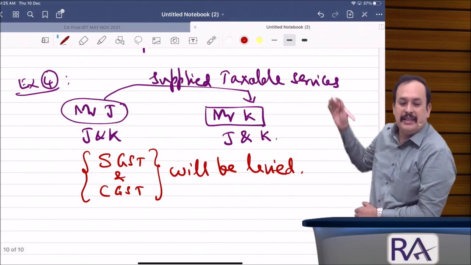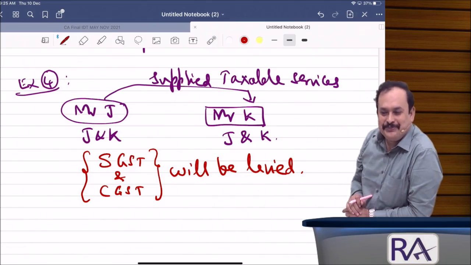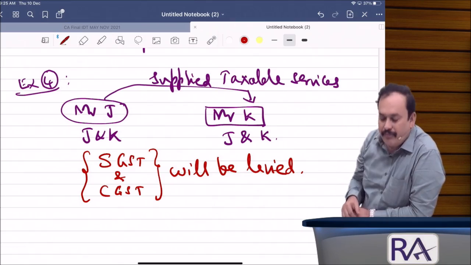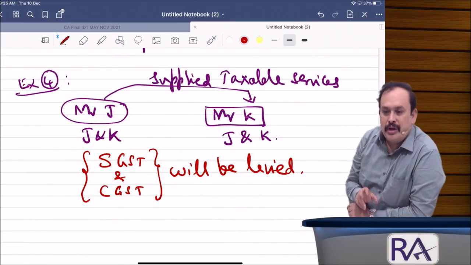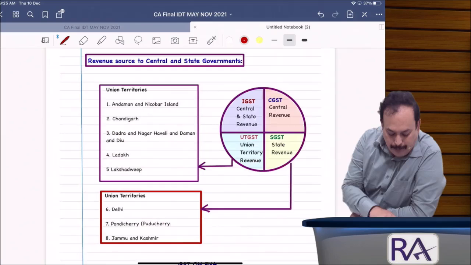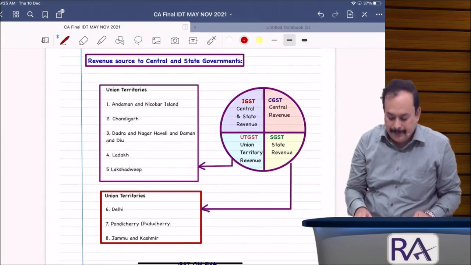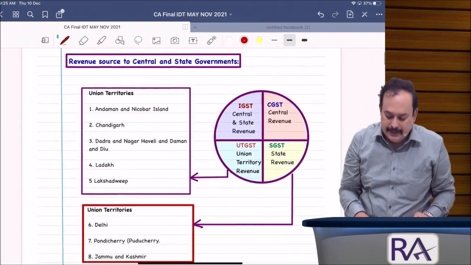Any difficulty in the given case, my dear friends? So, we have concluded the provisions up to this. Is it clear, my dear sir?